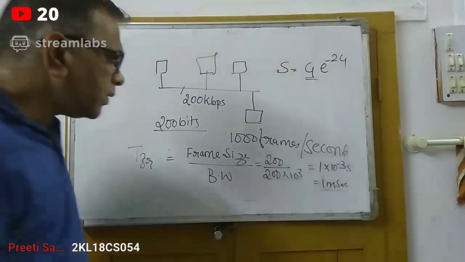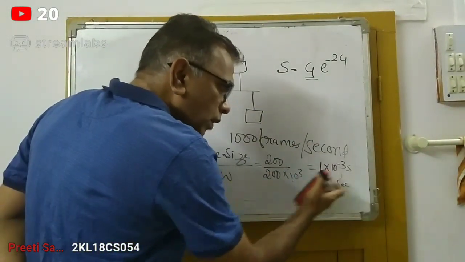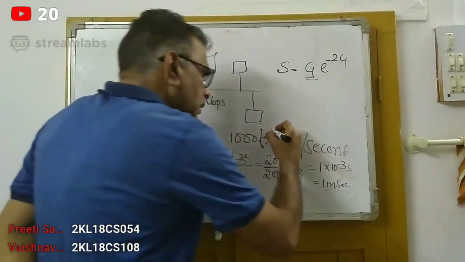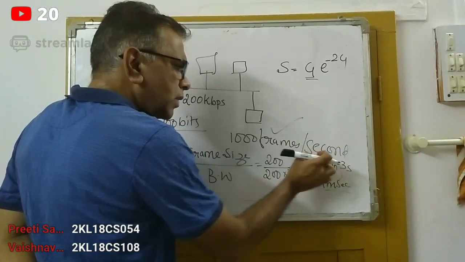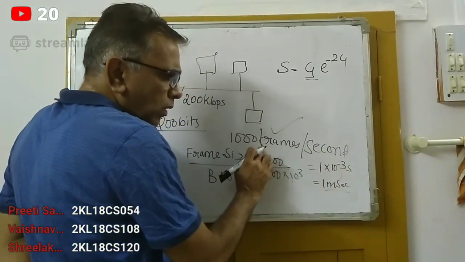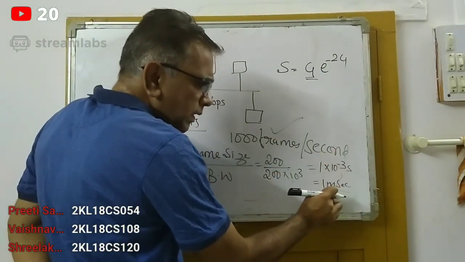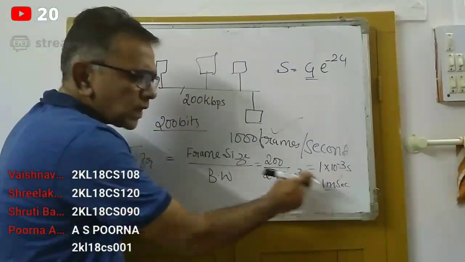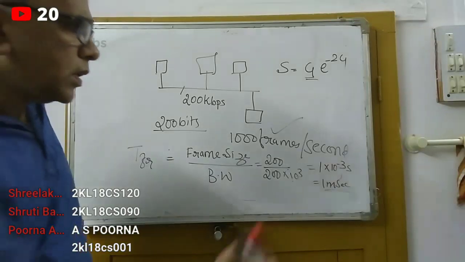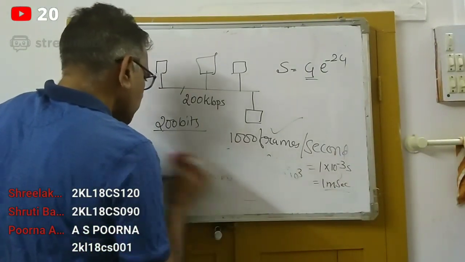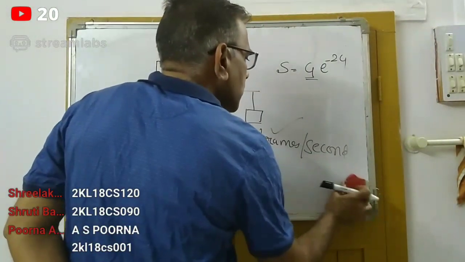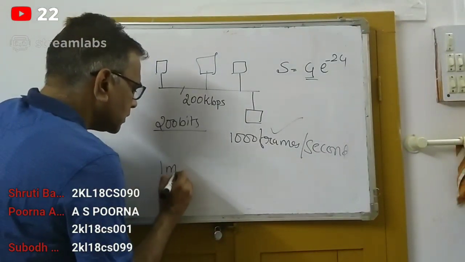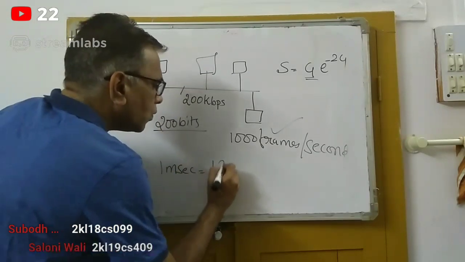So how many frames are generated during 1 millisecond, I need to find out. Already we have the data for the number of frames generated in 1 second, so I need to find the number of frames that will be generated in 1 millisecond. With the help of this data, very easily we can find this value. If 1000 frames are generated in 1 second, naturally for 1 millisecond it is 1 frame.